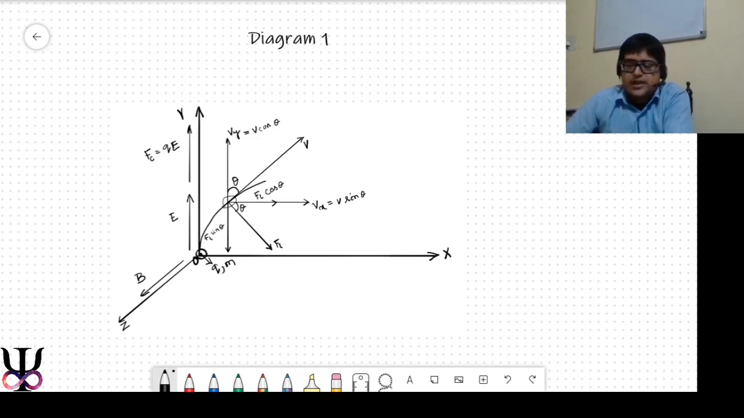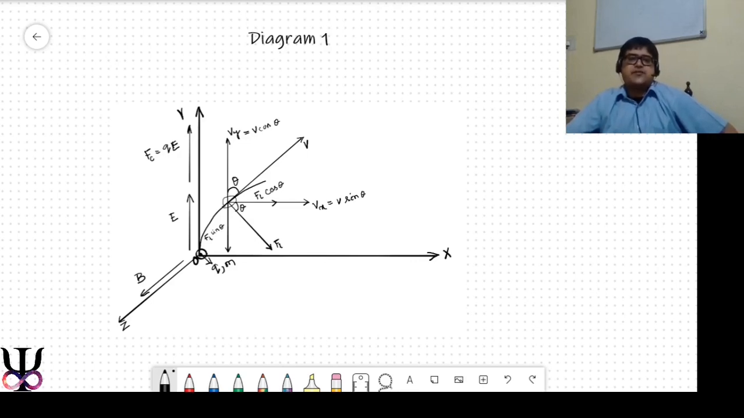That's all about the diagram. But first of all, let's just try to understand why the particle tries to follow a curved path. What makes the particle go on a curved path? Why not in any other shape? Why exactly is this particular trend of the trajectory?